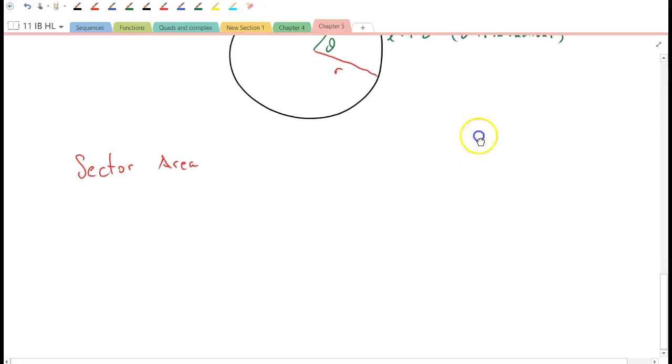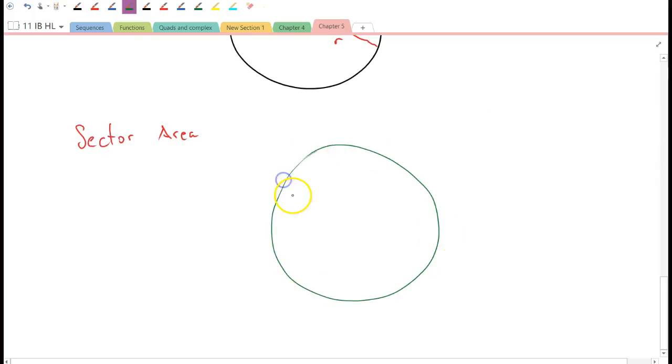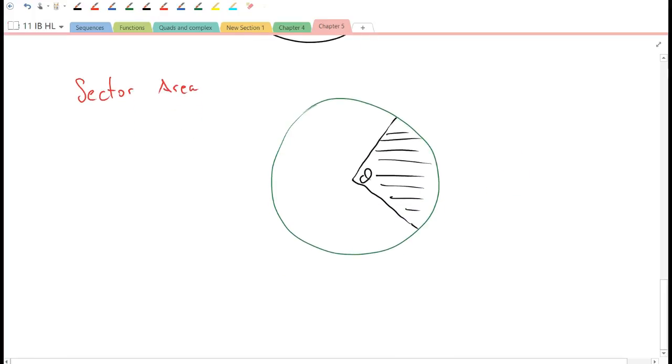So let's go back to our circle and have a look at a sector of that circle. A sector is like a piece of pie, a piece of pizza, that there with theta at the center. Then what is this area here equal to, what is this sector area? Well, we know that the area of the full circle is equal to pi r squared.